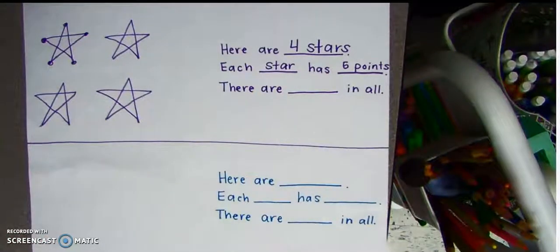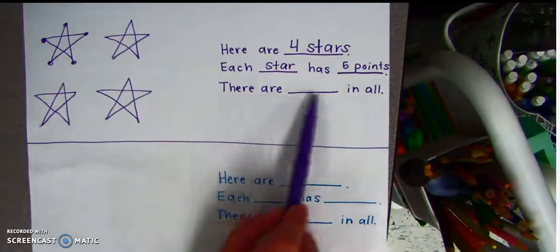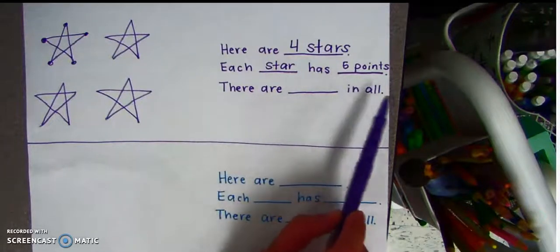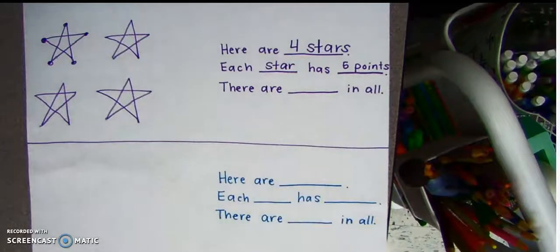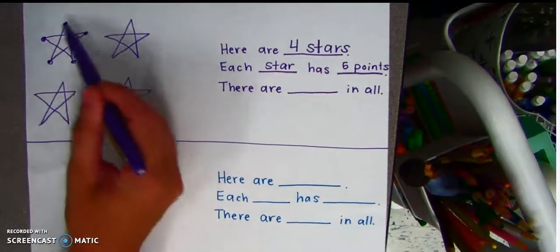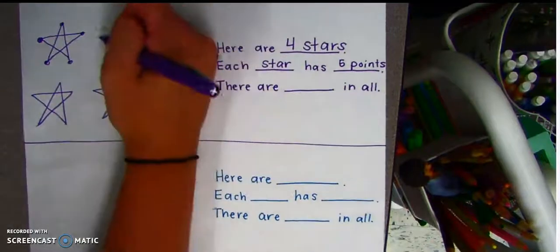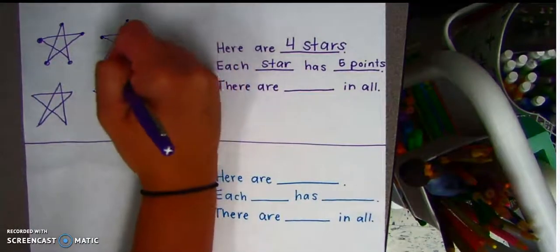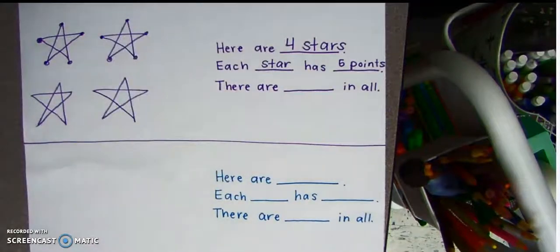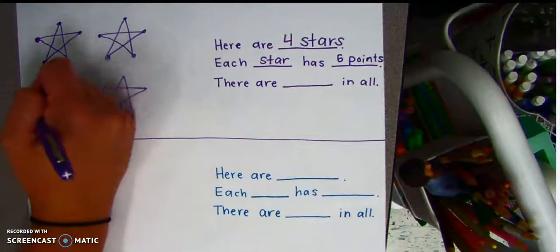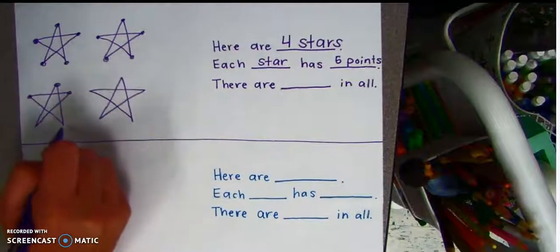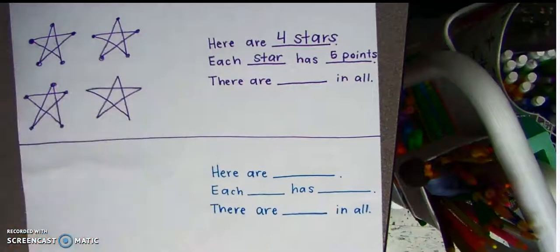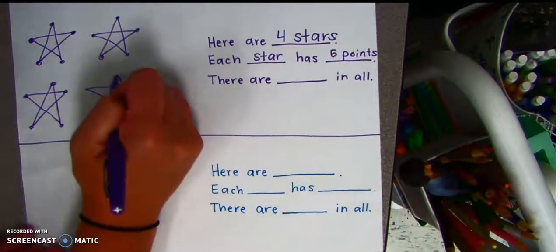And based on this, if I keep looking at each star, I could figure out how many points there are in all. So if this star has 5 points, the star beside it also has 5. It also has 5 points. And this star also has 5 points. And so does this one.